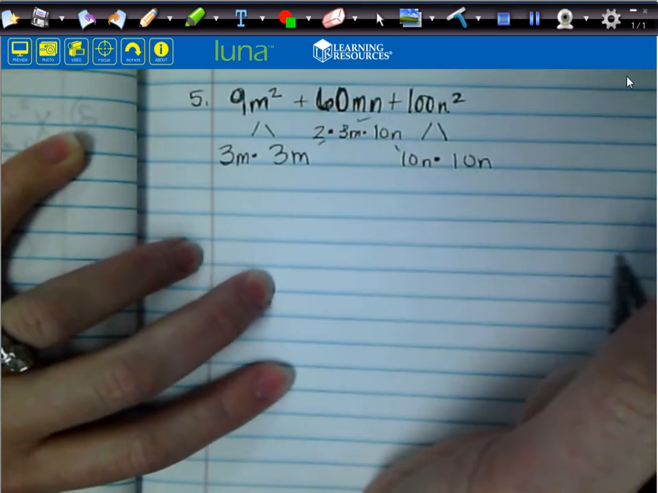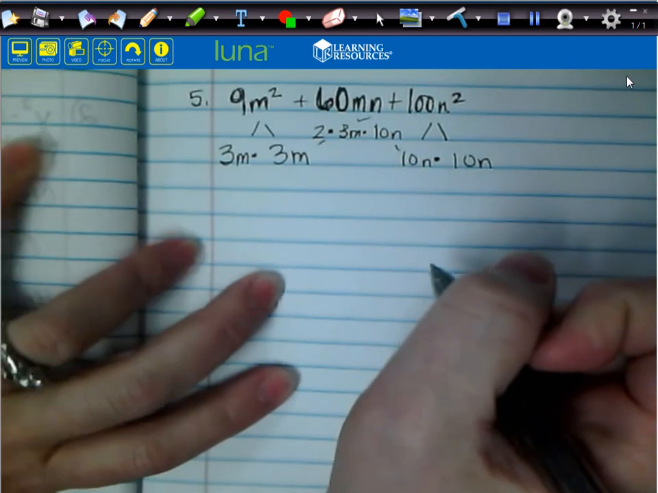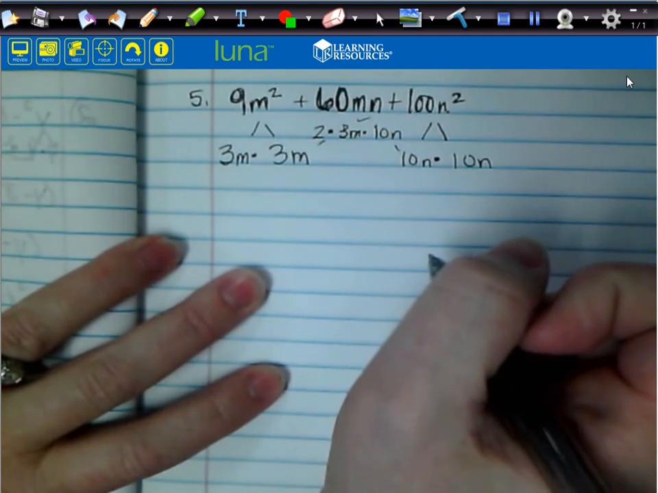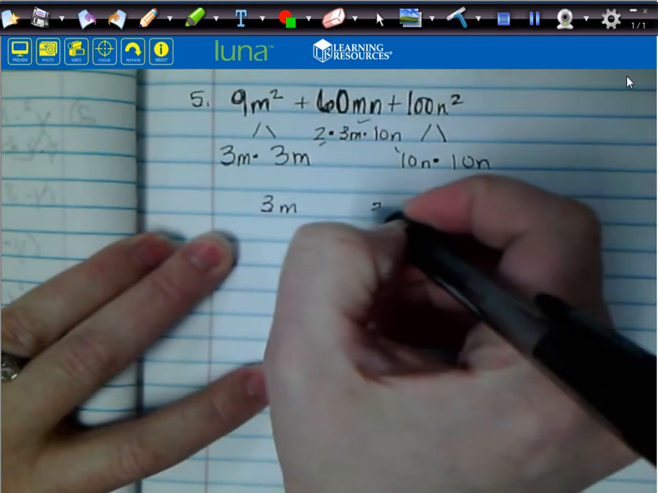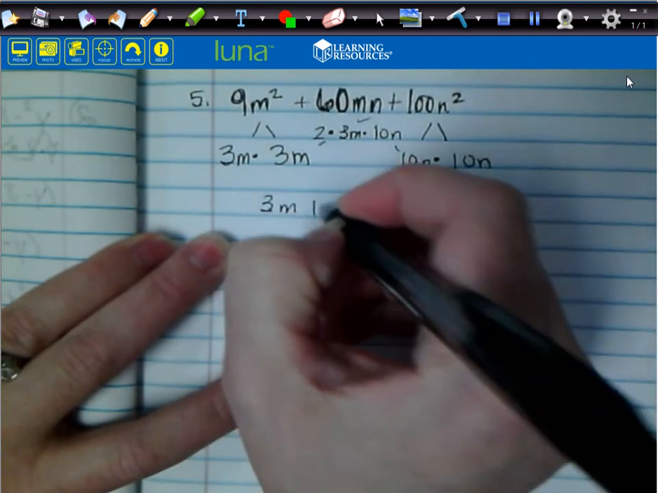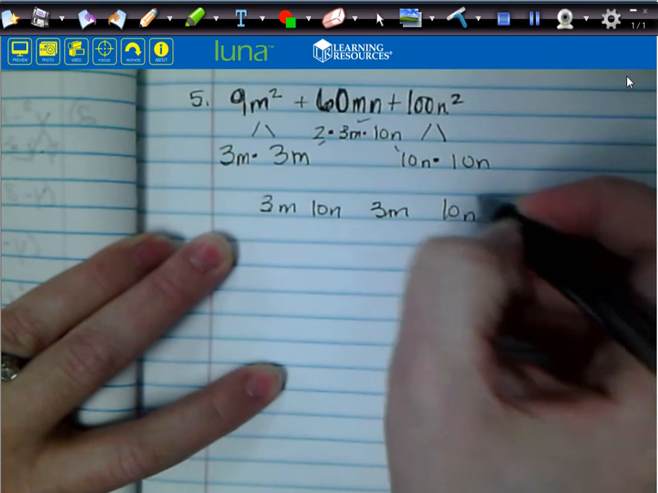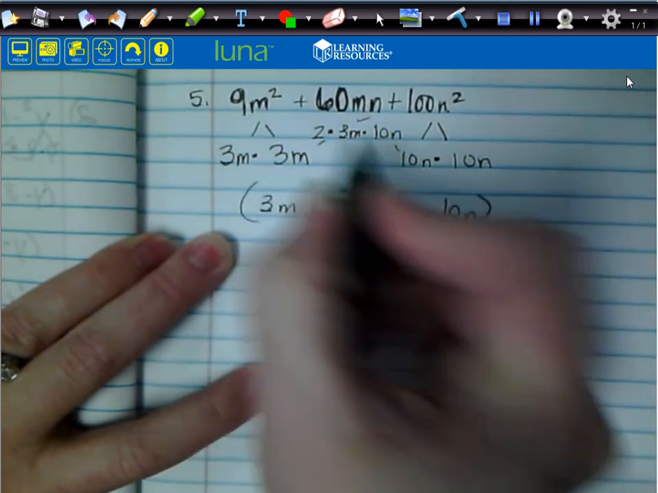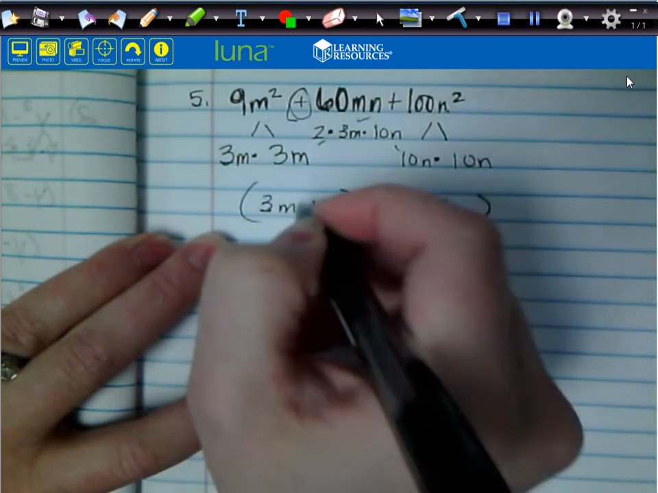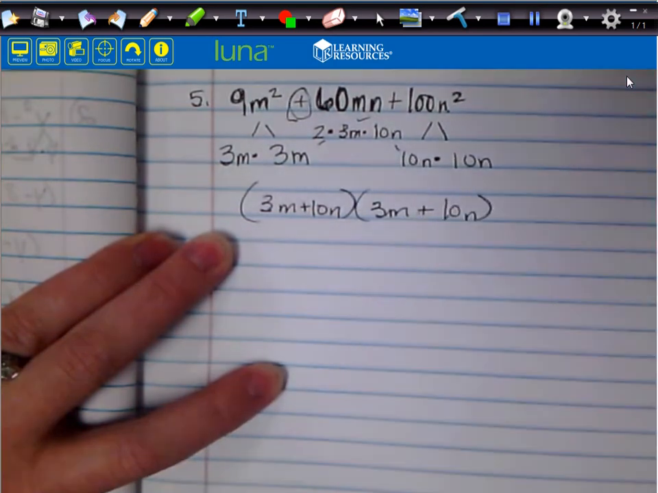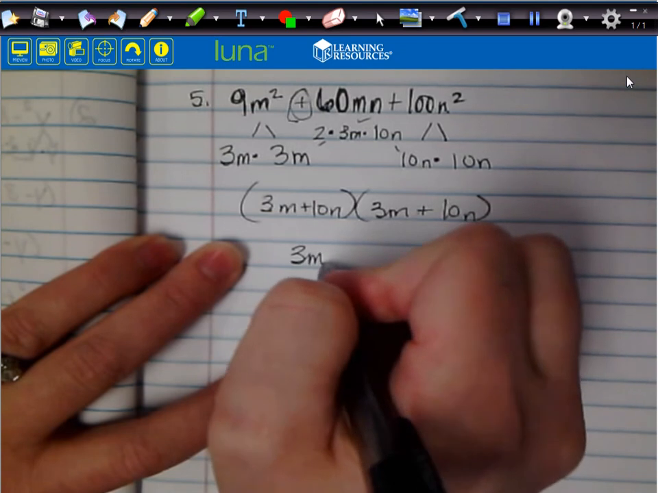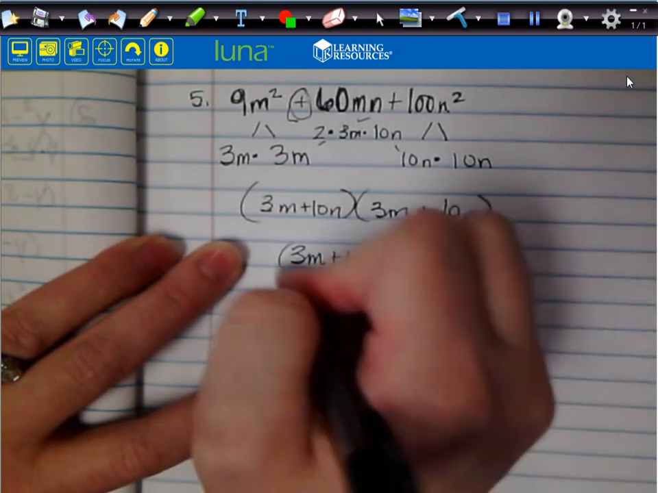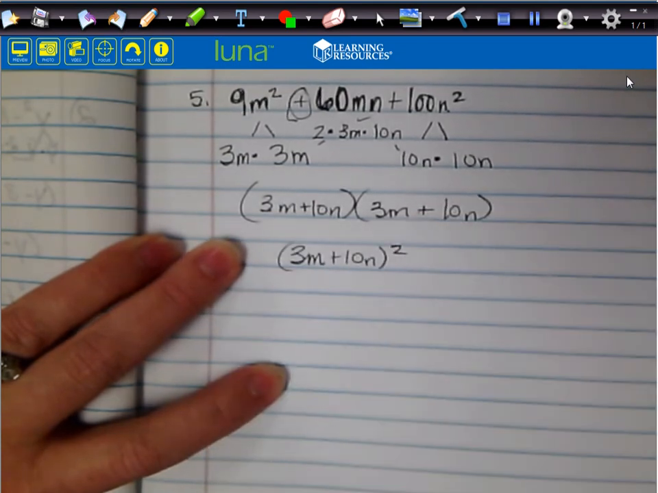This will work. So now I'm going to bring this down and put it in my parentheses. I'm going to bring down my 3m, my 3m, my 10n, my 10n, and I'm going to look up here and see what sign I have. I have a plus sign here, so I'm going to put a plus sign in each set of parentheses. Again, it could also be written as 3m plus 10n squared. Make sure that you have all of that down before you move on.